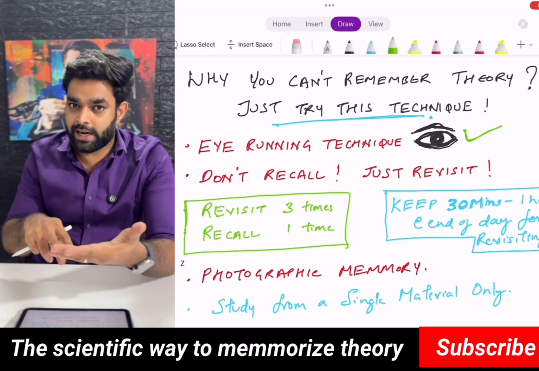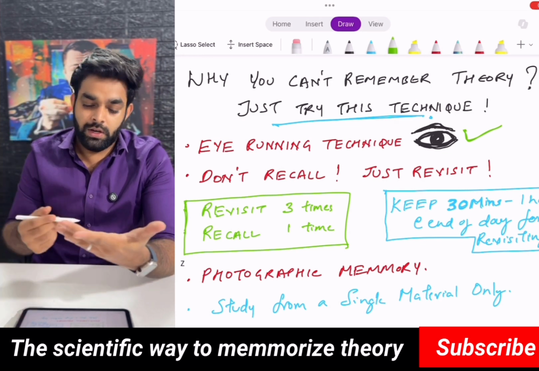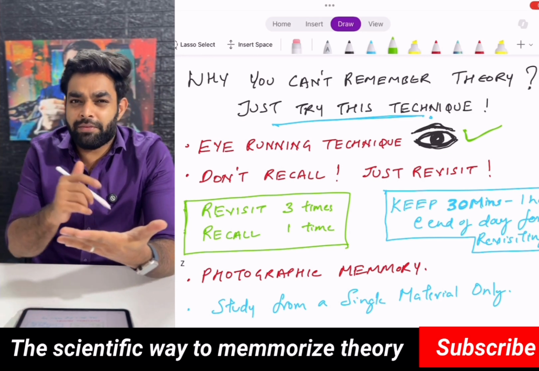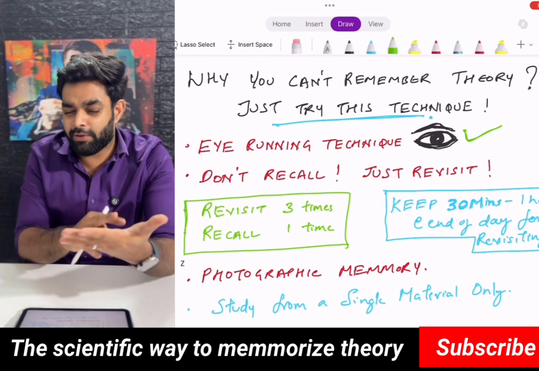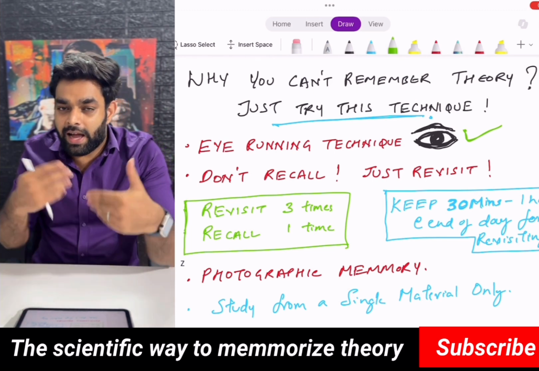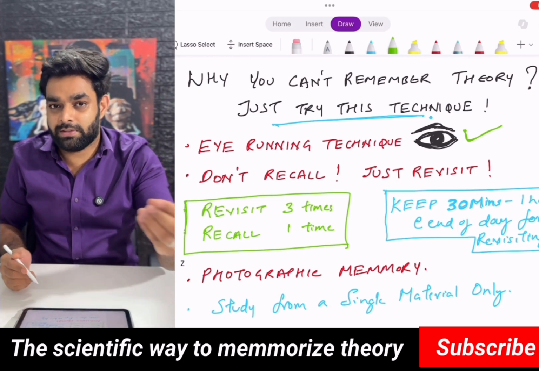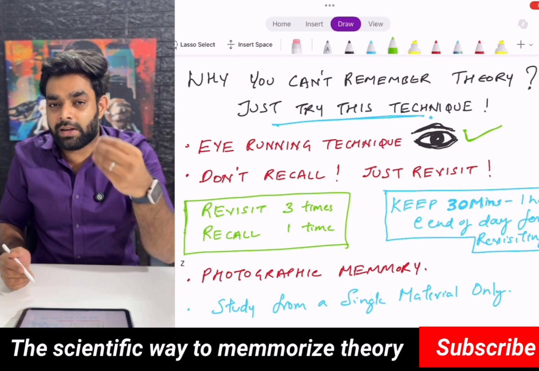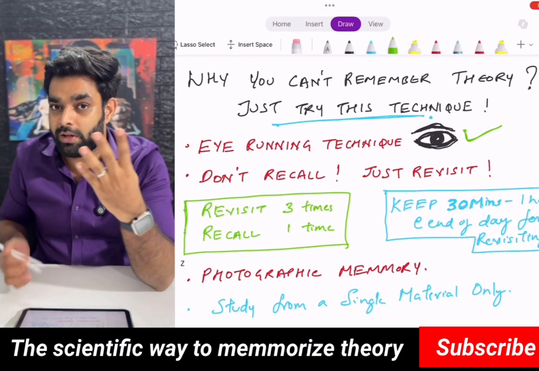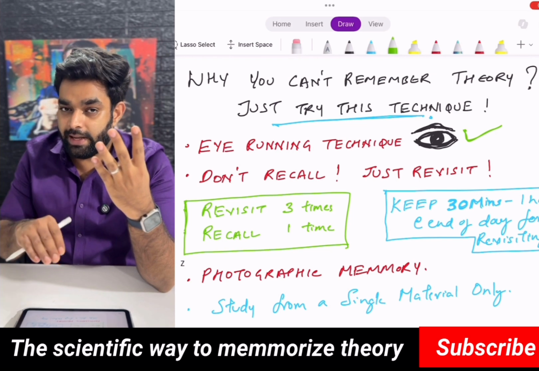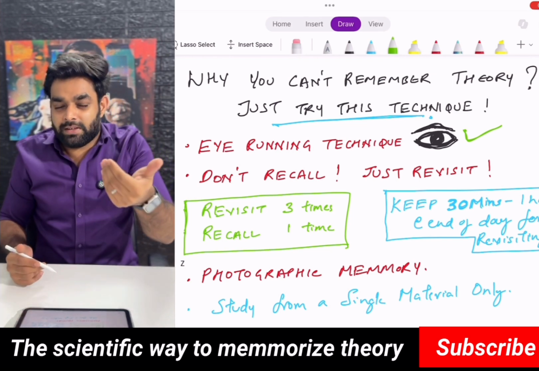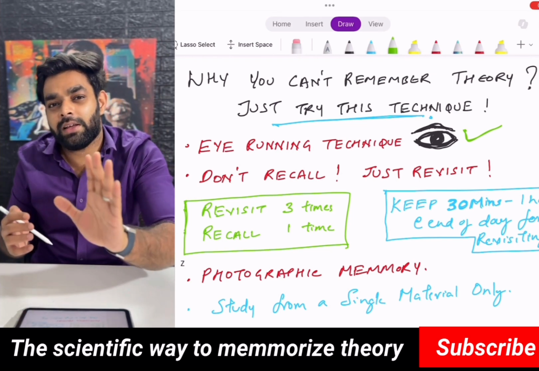And at the end of the second day, after studying the second chapter, take 5 to 10 minutes to revisit the first chapter. After that, you can just try to recall a bit of the first chapter. At the end of the second day, after revisiting it for the fourth time, just try to recall a bit. And if you are not getting it, no problem.